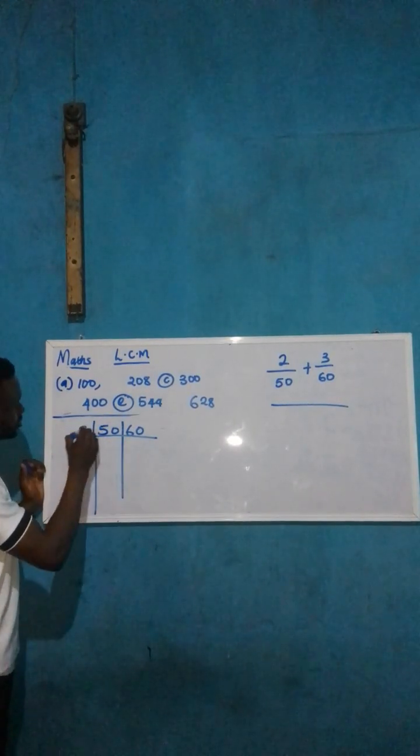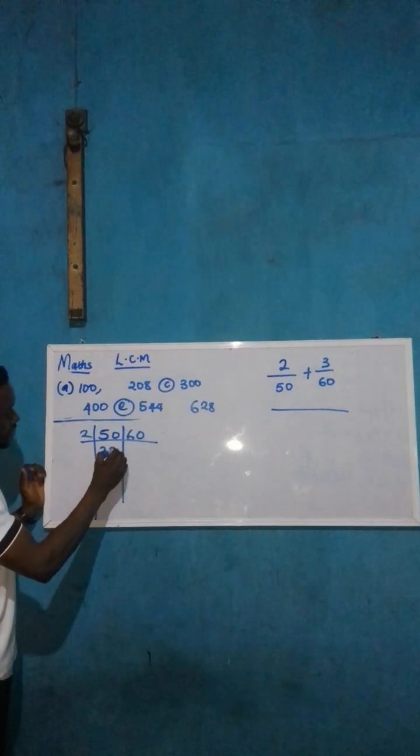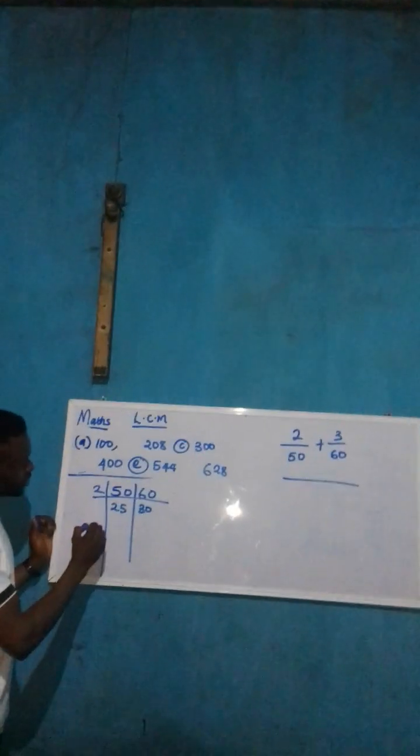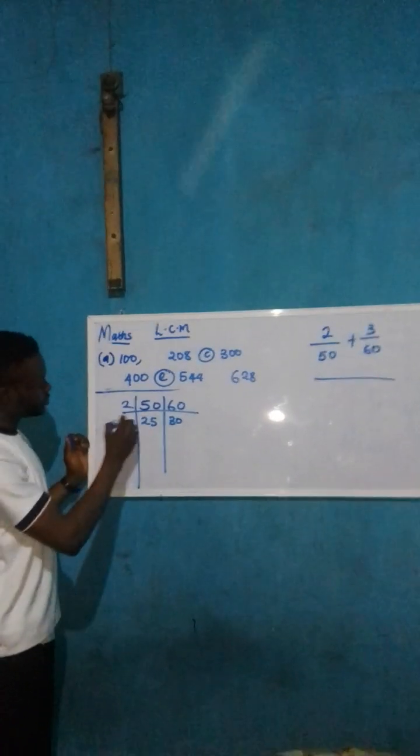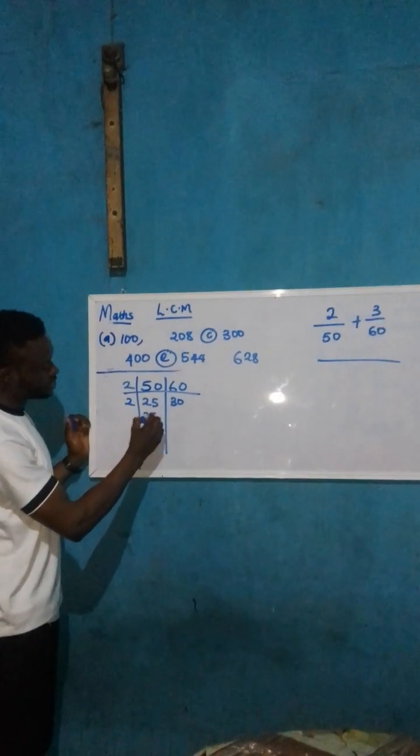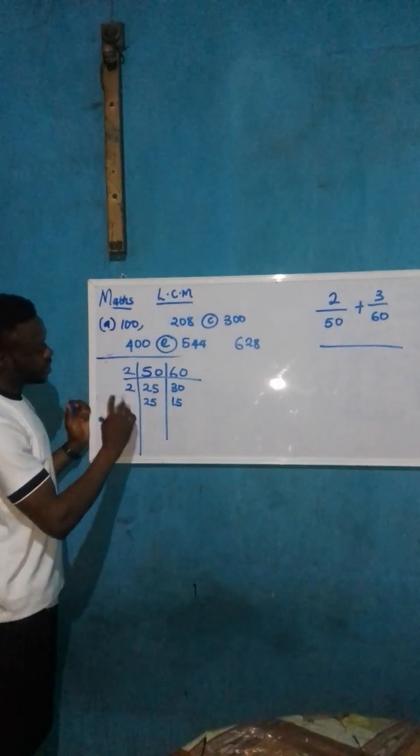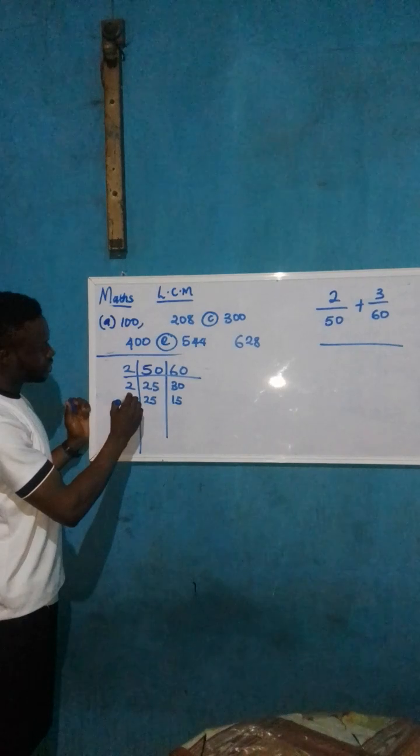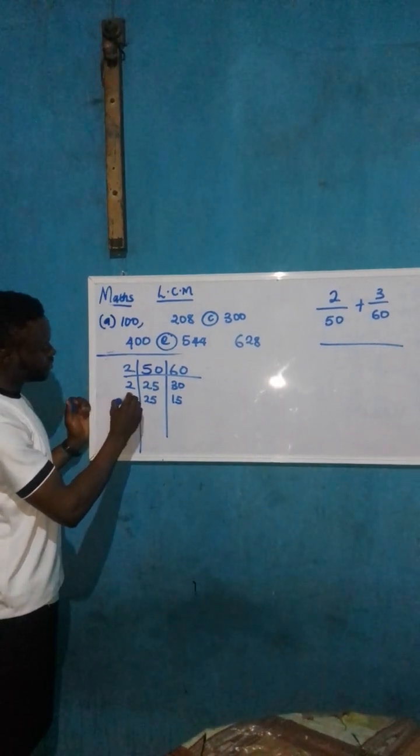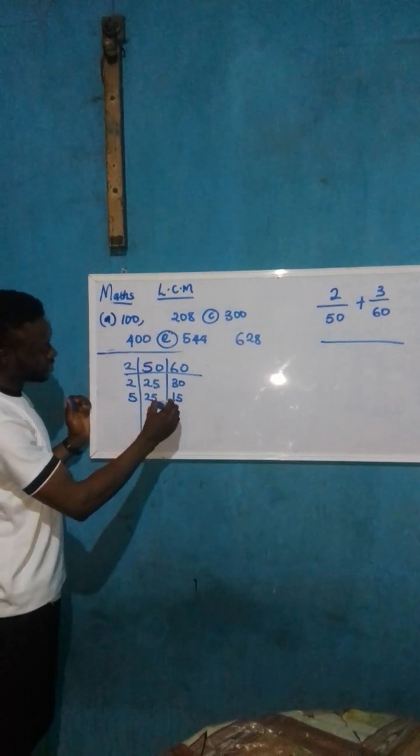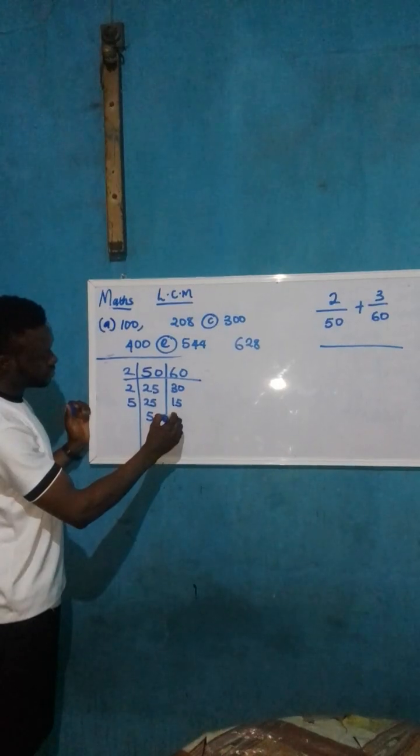So we now say 2 in 50 will give us 25. 2 here is 30. But then at this one we say 2 here, we still bring out 25. 2 here will give us 15. So at this point we can use 5. 5 here will give us 5. 5 here will give us 3.